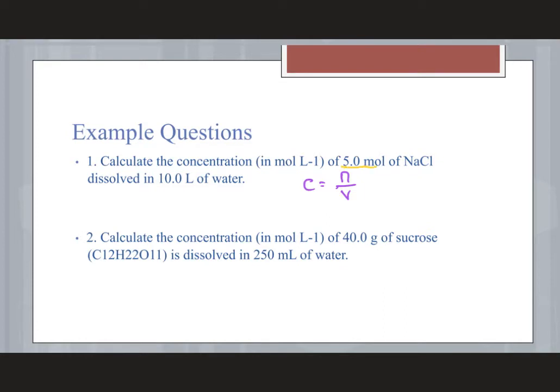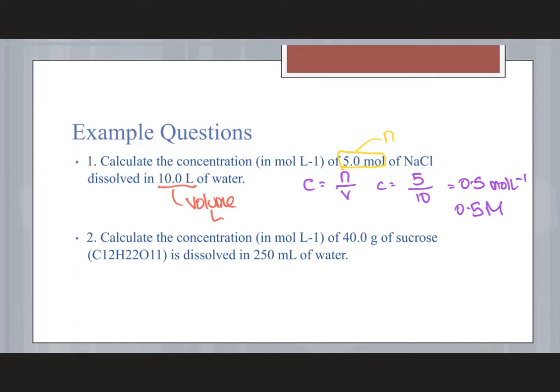In this case, we have a number of mole, which is going to be n, and then we have the volume here, which is correctly in litres. I don't need to worry about molar mass or anything like that because I have been given the number of moles. So this is a simple substitution. Concentration is equal to 5 divided by 10, which gives me 0.5 mole per litre, or 0.5 molar. This is exactly the same thing.